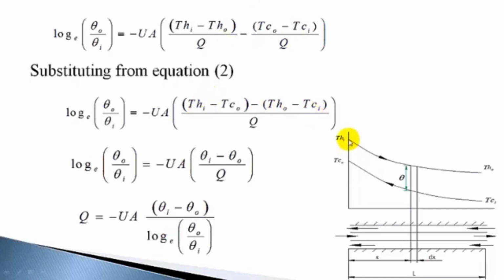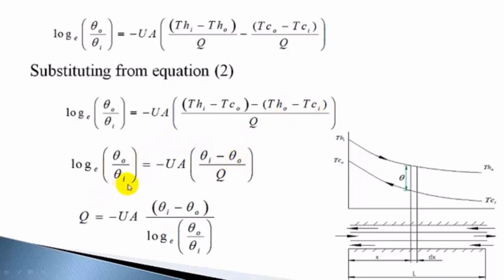So what is Thi minus Tc0? It is the temperature difference at the inlet. This is the inlet of the heat exchanger, that is, the left end of the heat exchanger. The temperature difference there is θI. Thi minus Tc0 is θI, and Th0 minus Tci is θ0. So you can replace Thi minus Tc0 as θI and Th0 minus Tci as θ0.